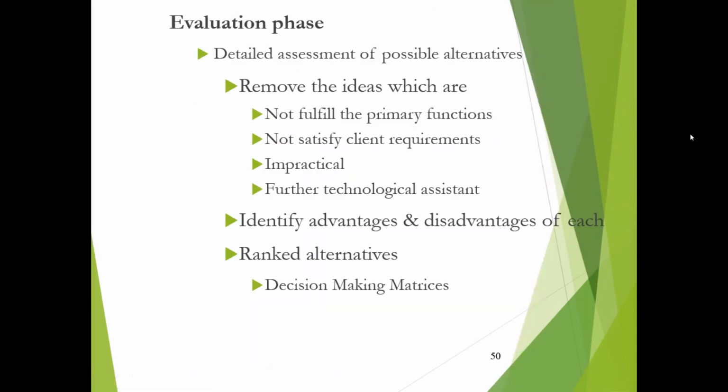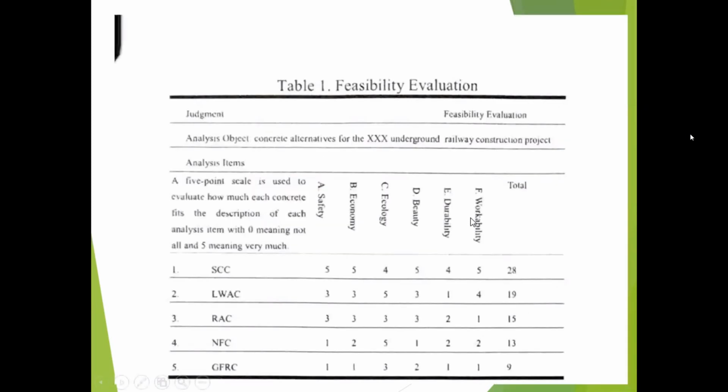Evaluation phase: detailed assessment of possible alternatives, remove the ideas which are not fulfilling the primary function and not satisfying the client requirements, impractical, or requiring further technological assistance. Identify disadvantages, advantages, and rank the alternatives based on the decision-making metrics. And you see here, there are 5 options.